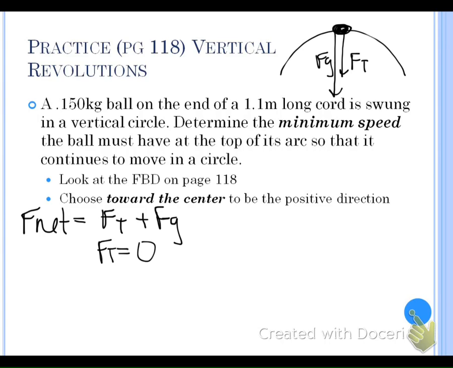Let's go ahead and start making our list here, picking our variables out. Mass is 0.15. What's the radius? Good, 1.1. So it's at the end of this string. That means that string, as it's rotating, will become the radius of the circle. So how can we go about solving this? Any ideas?